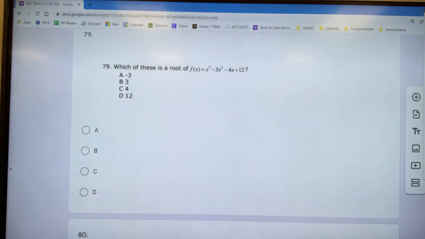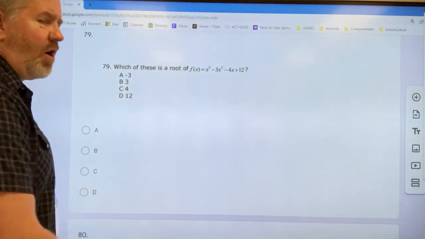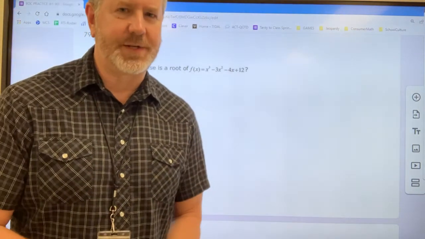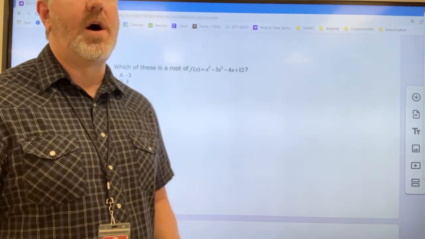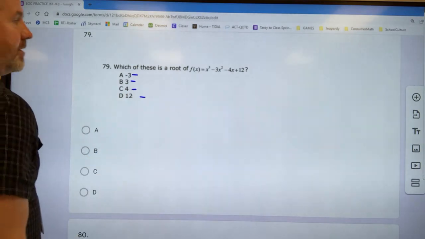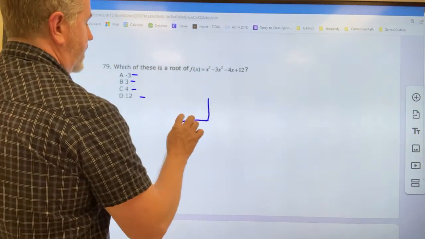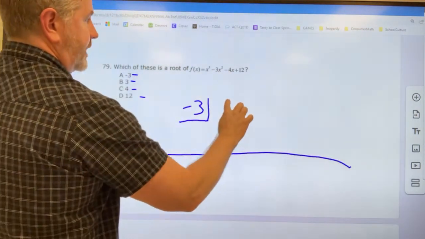Which of these is a root? All right, use your root finder and find out which one that is. Or, we did go over this. This was one of those screens that we did when we were doing polynomial functions. We can also just divide each one of these into our coefficients.